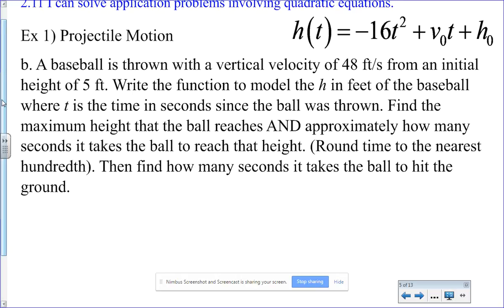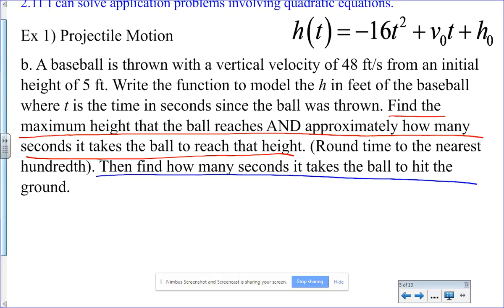Find the maximum height that the ball reaches and approximately how many seconds it takes the ball to reach that height. Okay, so this is, again, that first question. Maximum height and how long it takes to get there. Okay, and then find how many seconds the ball takes to hit the ground. So that's the second part.